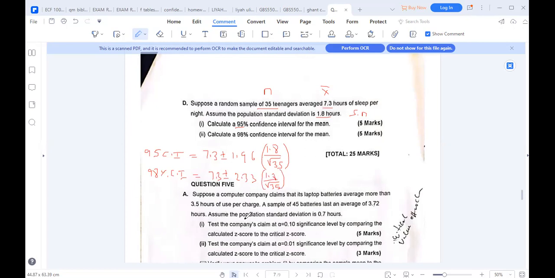So you'll get the figures that are supposed to be there. Sometimes you may not be given a proportion. You can say out of a sample of 50, about 30 people showed interest. Find a 99% confidence interval. Yes. So for proportions, it is P plus or minus Z times the square root of PQ over N.